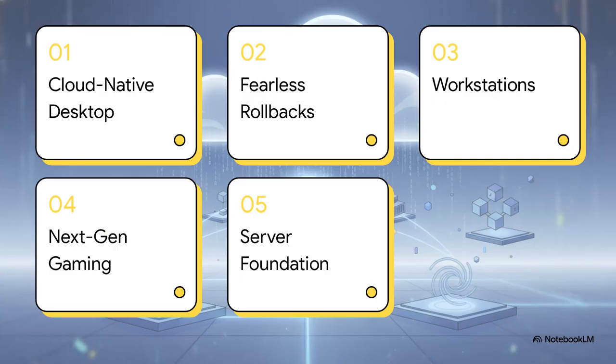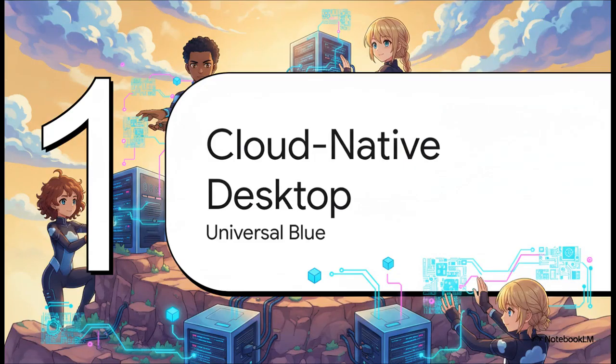Here's our roadmap for the explainer. Section 1 is the cloud-native desktop. Then, Section 2, upgrade and roll back fearlessly. Section 3 covers the workstations, Bluefin and Aurora. Section 4 tackles Bazzite, next-gen Linux gaming. And finally, Section 5, Ukor, the server foundation. All right, let's kick things off with Section 1, the cloud-native desktop.